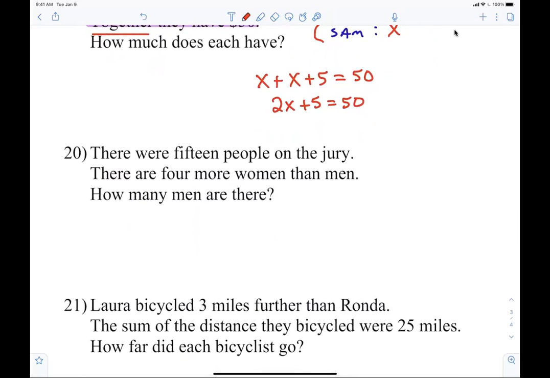There are 15 people in grade, or 4 more than me. All right, so we know we're talking about two groups, men and women. So M and women. All right. So let me see if you can set this up without any help. What are you thinking? 15 people, right? And there's 4 more ones than them.